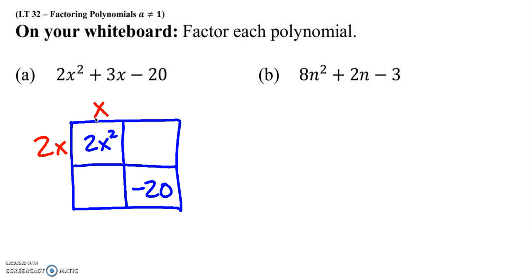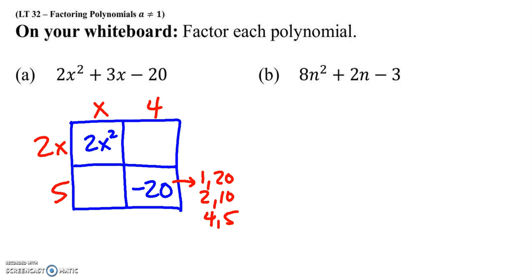I also need to split up my 20 to find a way to make positive 3x in the middle term. I think the only three options I've got for 20 are these three. I know the signs must be different. And I'm looking for plus 3x. A little bit of trial and error. I think I see that maybe it's 4 and 5.